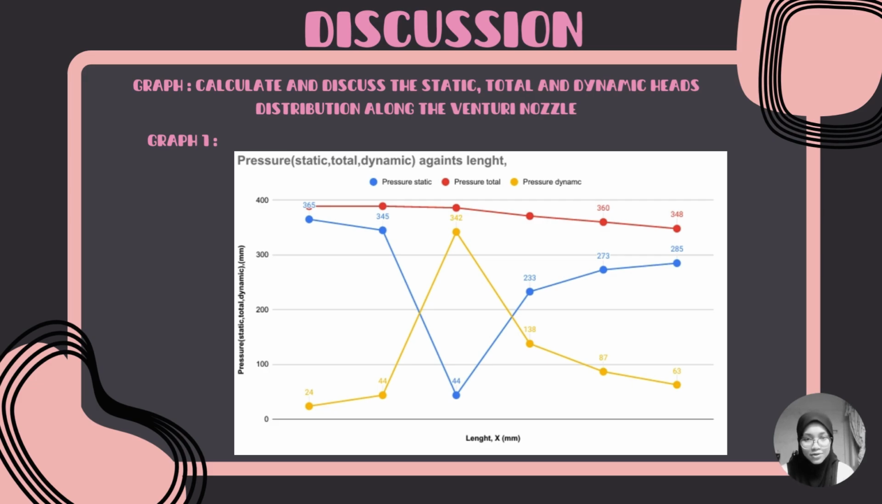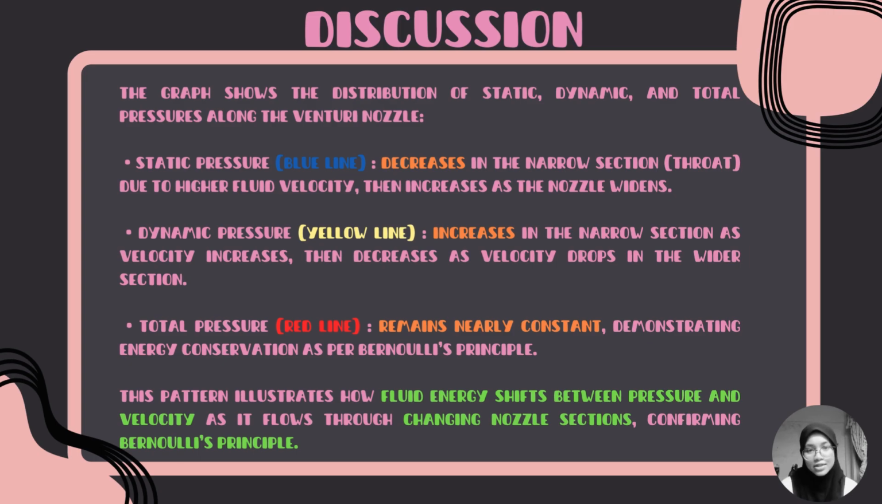This is the graph for the experiment that we have done. We collected data at the 5 points along the venturi nozzle and used the average value to plot this graph, showing the variation in static, dynamic, and total pressure along its length. The graph shows the distribution of static, dynamic, and total pressure along the venturi nozzle.